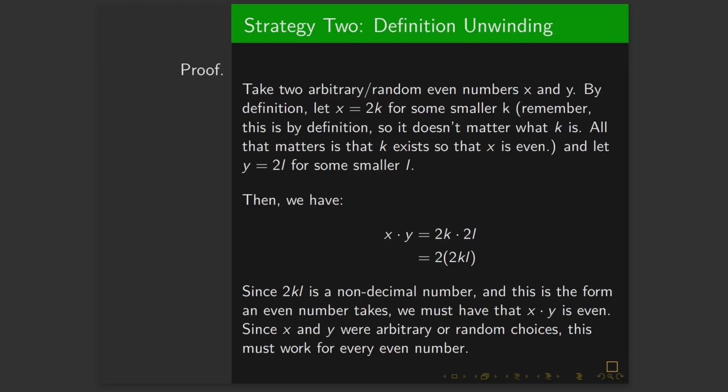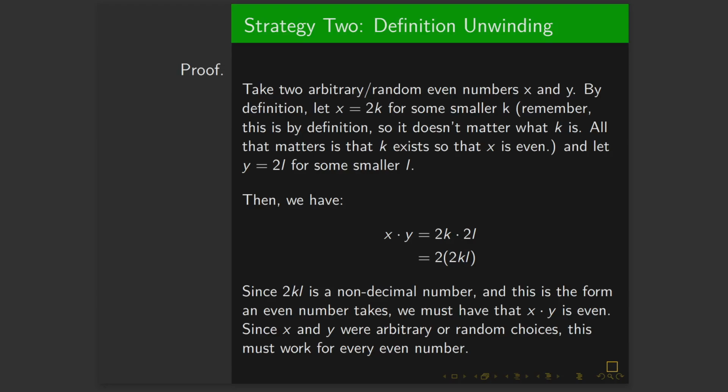Okay, but 2kl is a non-decimal number. This should be the form that an even number takes. For example, if we replace 2kl and let that equal, I don't know, i, for example, then you'd have 2i, and 2i is an even number. So we must have that x times y is even. And clearly, since x and y were random choices, they could be any even number. The multiplication of any two even numbers will always be an even number. Okay, so this is a shorter proof.